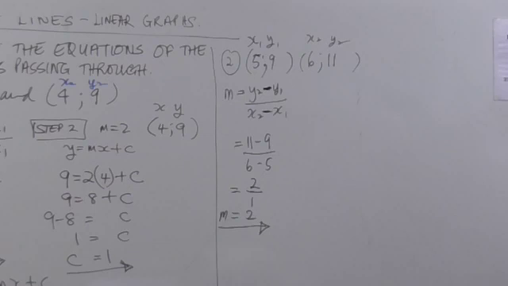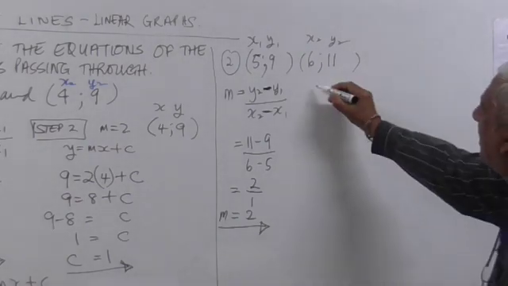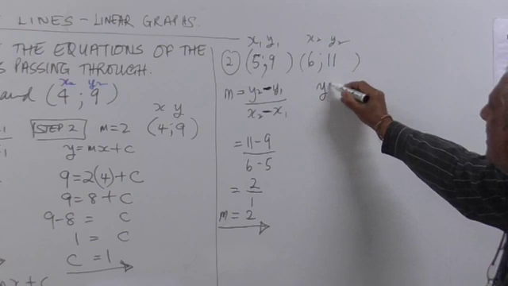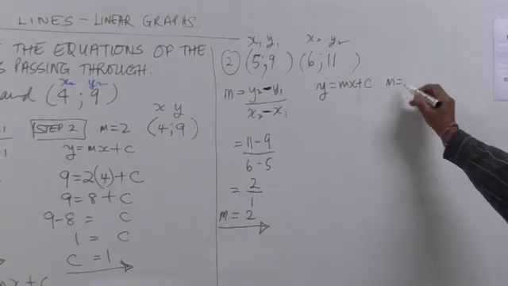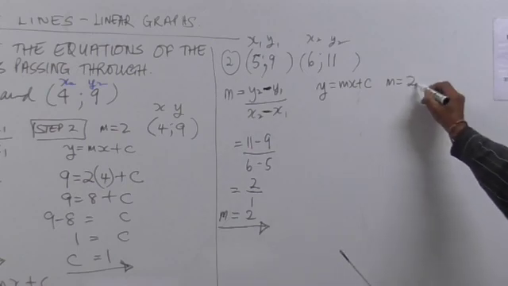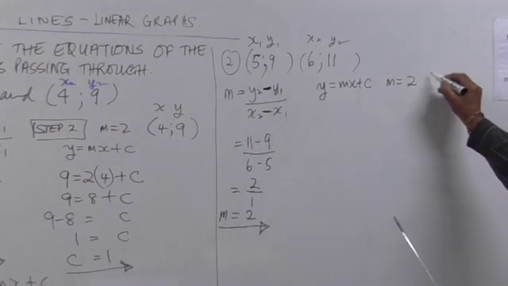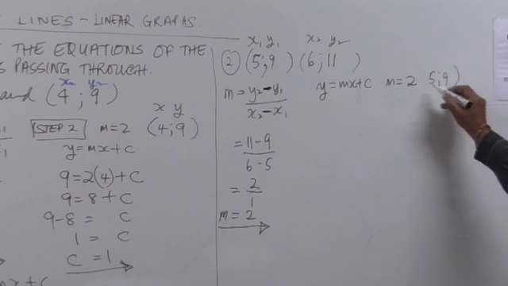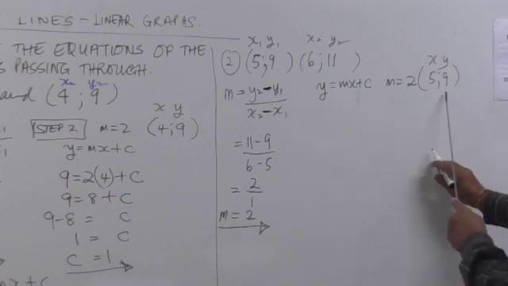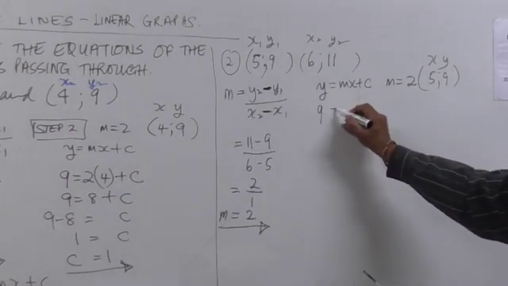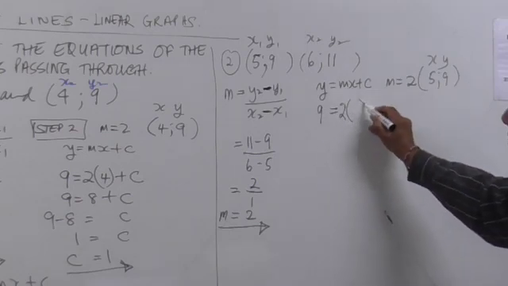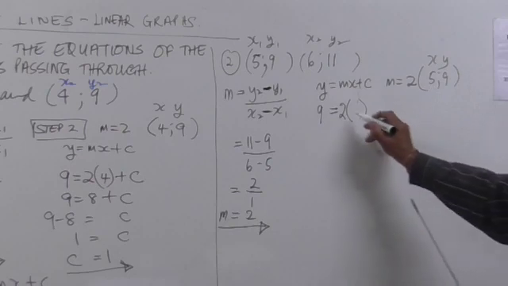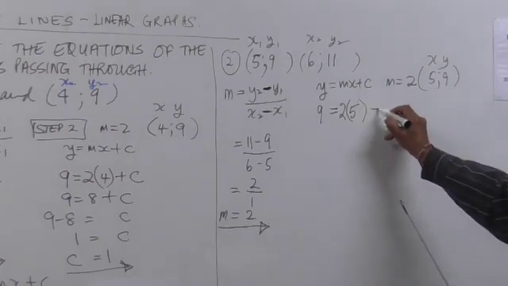So that's done. Now we want to find c. So you'll say y is equal to mx plus c. M is 2. And take any ordered pair. Suppose we take 5 and 9. So that's x, that's y. And you're going to substitute. Y is 9. M is 2. X is 5. Plus c.